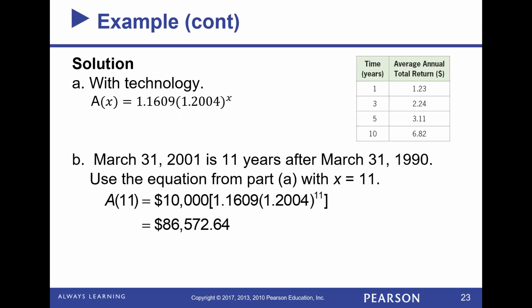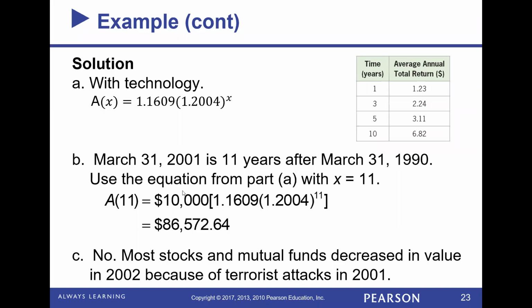Now, here's the deal. No, realistically, no. Why am I going to say no? Well, actually, most stocks and mutual funds decreased in value in 2002. That was because terrorist attacks happened in 2001, so the stock market took a huge crash. When you're looking at these stock markets and all things like that, we cannot project this to always continue to be perfect every single time. So in math class, we do look at it as hopefully continuing on this trend. But in a realistic business sense, is it very realistic? No.